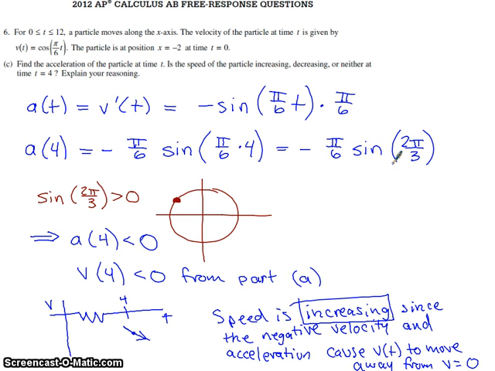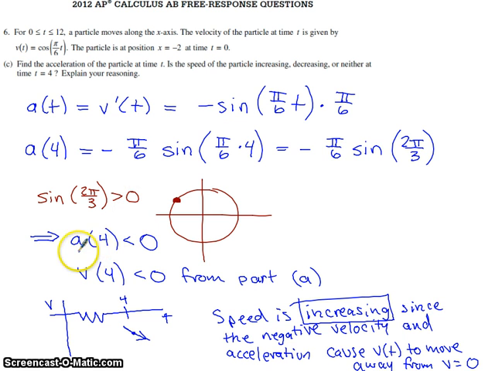And the reason why we need to know this value is because we want to know if the speed of the particle is increasing, decreasing, or neither at t equals 4. Well, sine of 2 pi by 3 is going to correspond to the y-coordinate on the unit circle at this angle of 2 pi by 3. So pi by 3 would be 60 degrees, go another 60 degrees around the unit circle, and this would give you 2 pi by 3. The y-coordinate at this point is positive. So this expression right here, sine of 2 pi by 3, is going to be greater than 0.